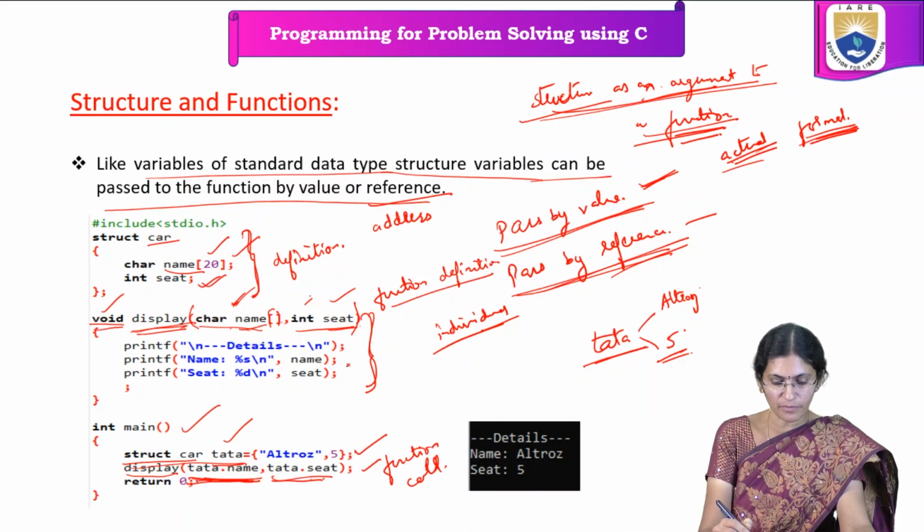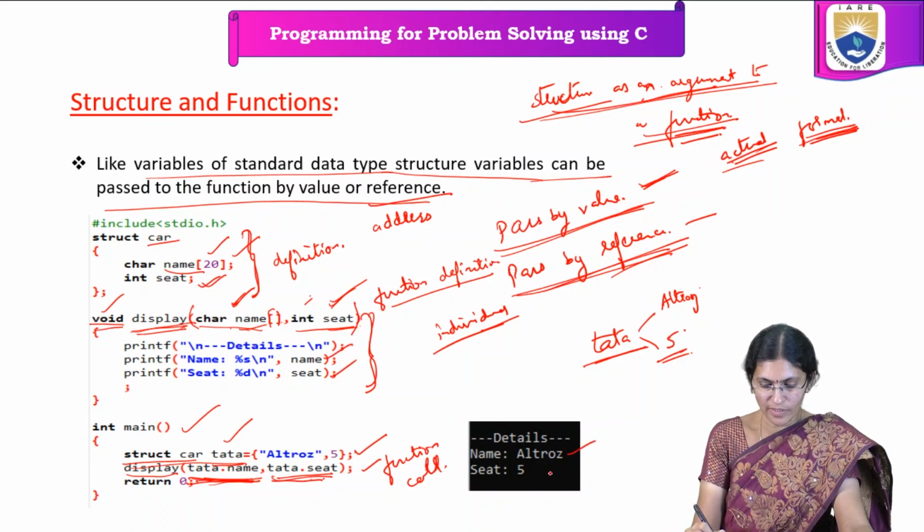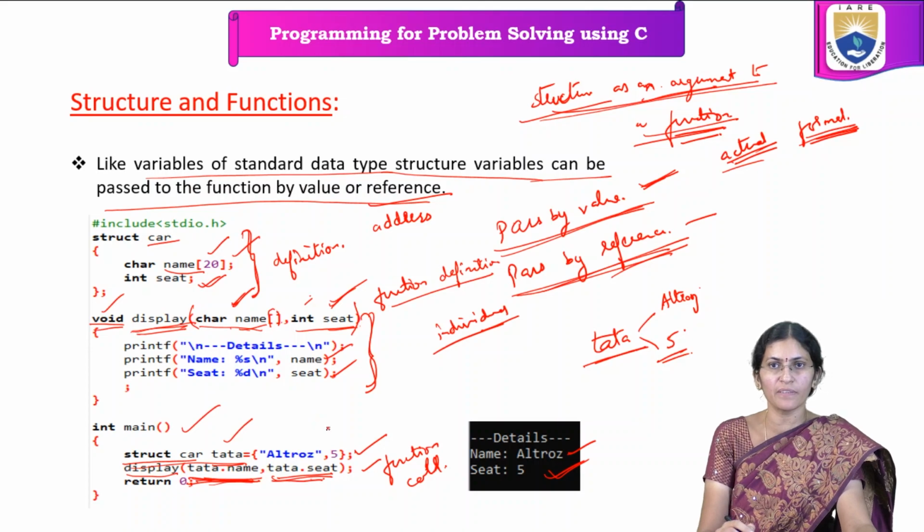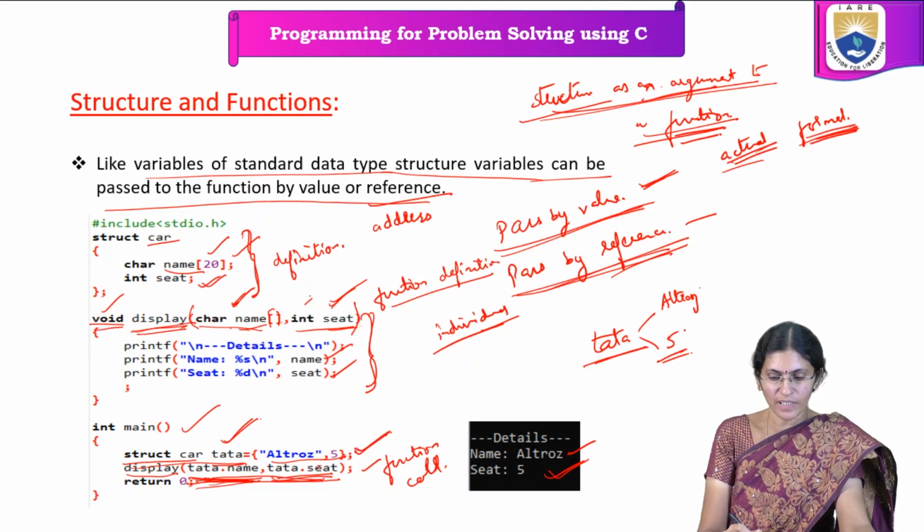Next, in the printf statement, these values are copied to name, and data.seat is copied to the variable seat. Therefore, the corresponding values displayed are Altroz and 5. If you run this program, you will get Altroz and 5. Because it has two members, we have assigned the values Altroz and 5 to this variable data, and correspondingly we are passing the members. Here in this function, we are passing the parameters by value. The pass by value method we have chosen here, so each member is passed.